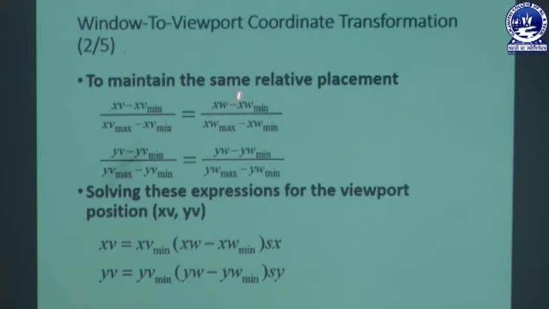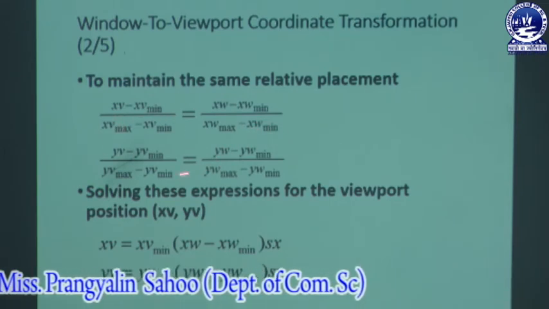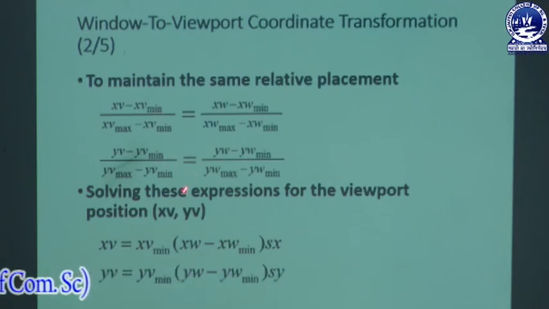Then similarly the world coordinate system is detected by using the formula xw minus xw minimum. Here xw defines the initial default value of the window coordinates minus xw minimum, the position where the x direction starts, divided by xw maximum, the maximum x coordinate value of the window coordinates, minus xw minimum, which carries the minimum value of the x direction. Similarly, the y coordinates are carried out by using these methods, and solving these expressions gives the viewport positions.